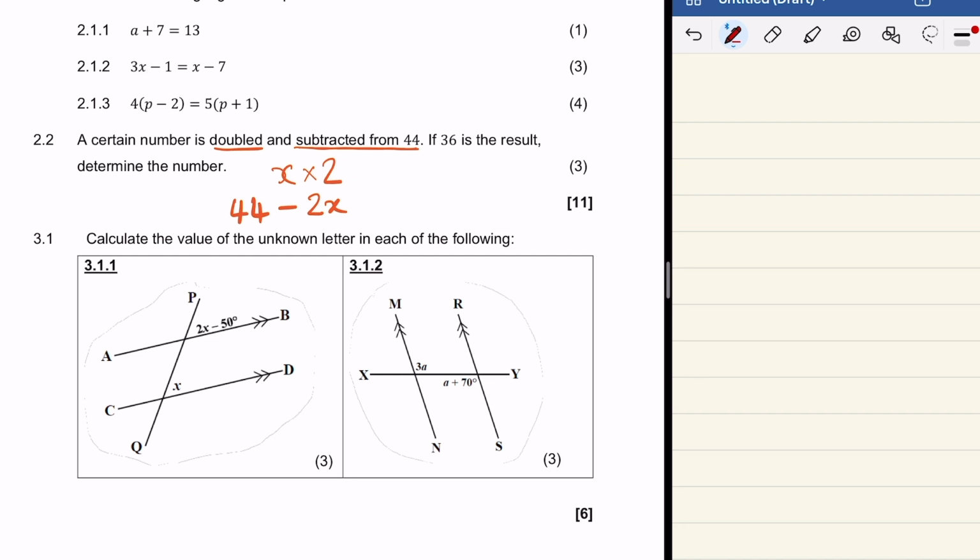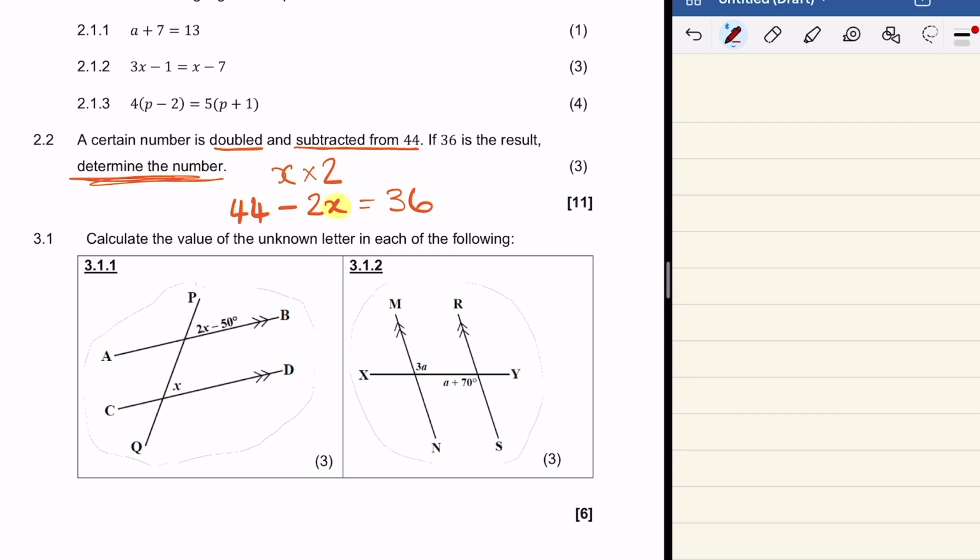So they're saying that if you have this happening, according to the sentence over here, 36 is the result of this. Now result means the answer. The result is the answer to that question. In other words, this is equal to 36. So that means I must put this equal to 36. If that's the result, now they ask you, determine the number. Determine that number here, that is making this possible, that makes the statement true.